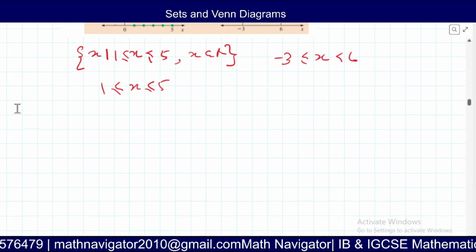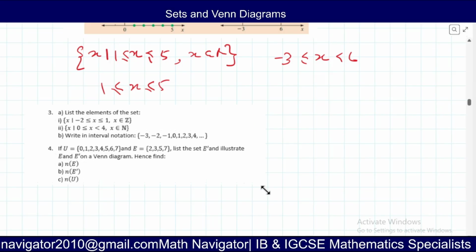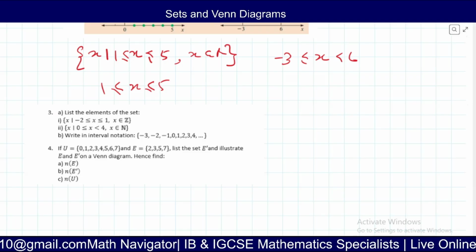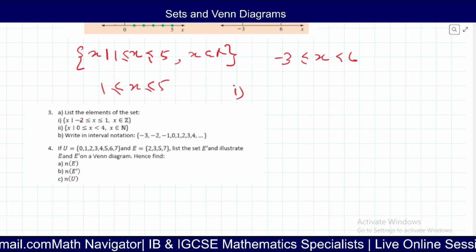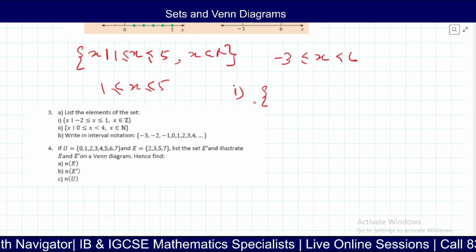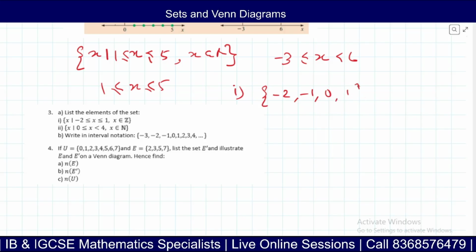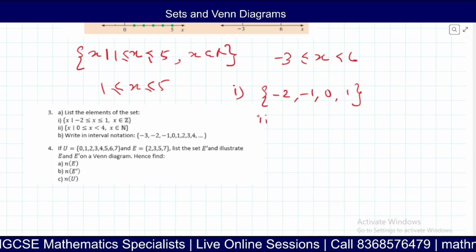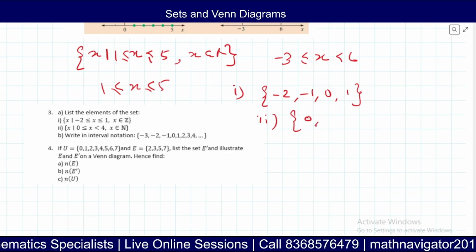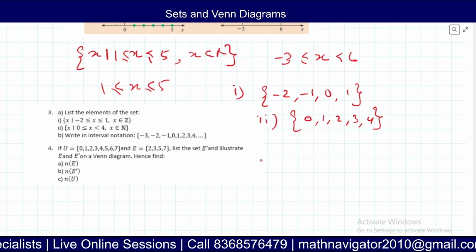So let's take it here. List the elements of the set first. x is such that x is greater than or equal to -2 and less than 1. So greater than or equal to -2, so that means it includes -2, -1, 0. So this is my answer. For the second one, x is greater than or equal to 0 and less than 4. So 0, 1, 2, 3. Perfect. Now let's do question 4.